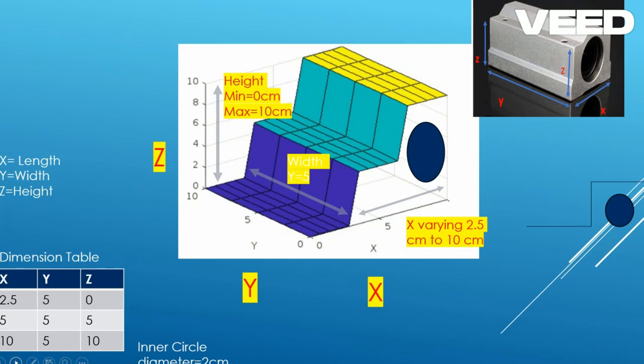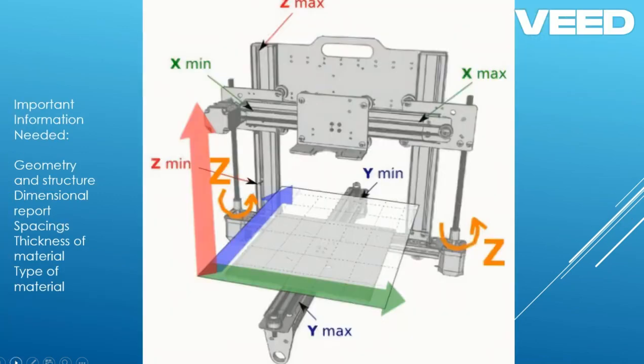In addition to this, there is also a hollow circular cavity in the middle that needs to be incorporated in the design. With this size and dimension summary, we have created a table. We'll give this table to a 3D printer software. Apart from this, the density and type of material to be used for prototyping the object is also given.